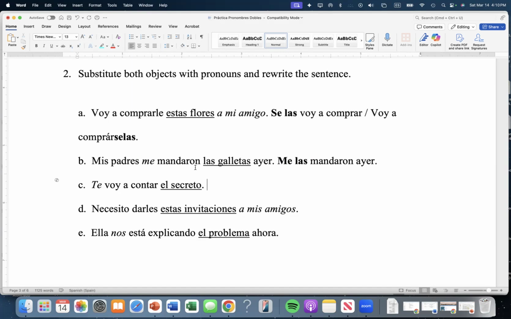Letra C, letter C. Te voy a contar el secreto. Here in letter B we only have one verb, so that's the only possibility. Okay, for letter C, we have two verbs, ir and contar. Te voy a contar el secreto. So we have two options. Te lo voy a contar. Lo, because it's el secreto, right? El, so replace it with lo. And te, because you are the indirect object. For whom or to whom? To you. Te lo voy a contar, o voy a contártelo.